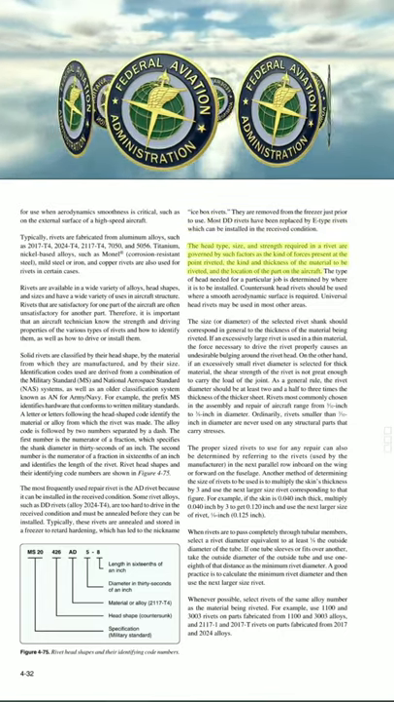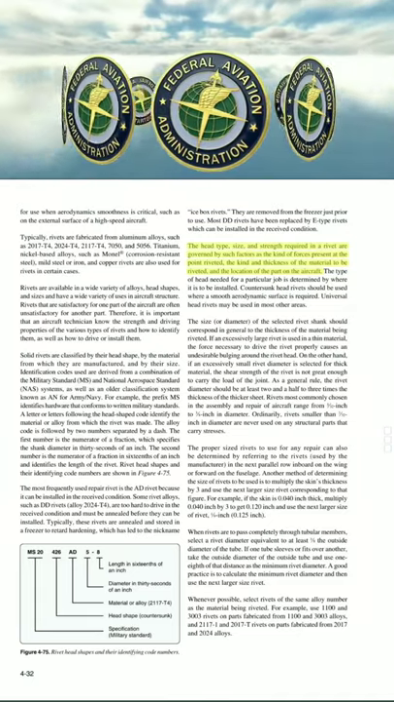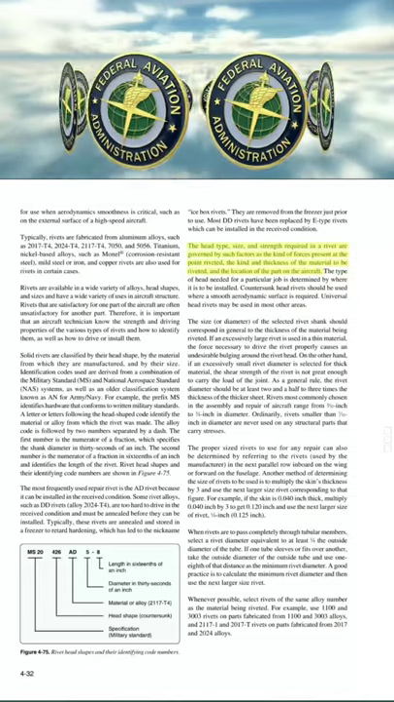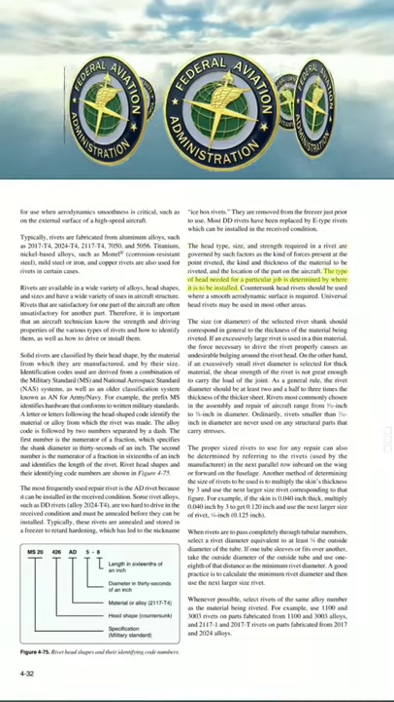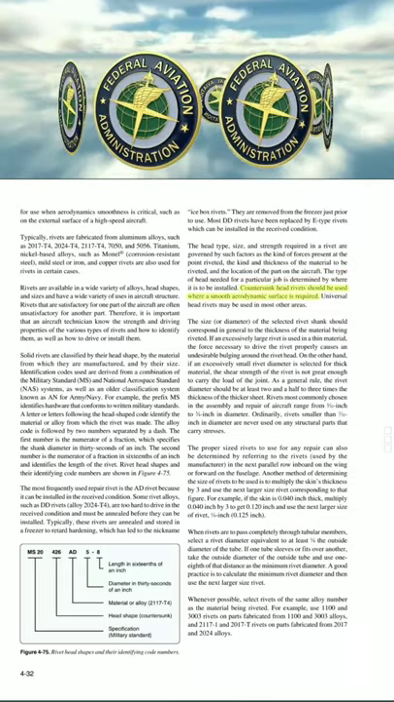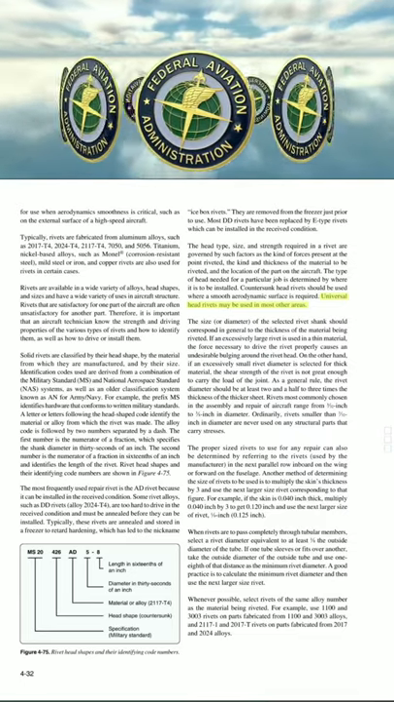The head type, size, and strength required in a rivet are governed by such factors as the kind of forces present at the point riveted, the kind and thickness of the material to be riveted, and the location of the part on the aircraft. The type of head needed for a particular job is determined by where it is to be installed. Countersunk head rivets should be used where a smooth aerodynamic surface is required. Universal head rivets may be used in most other areas.